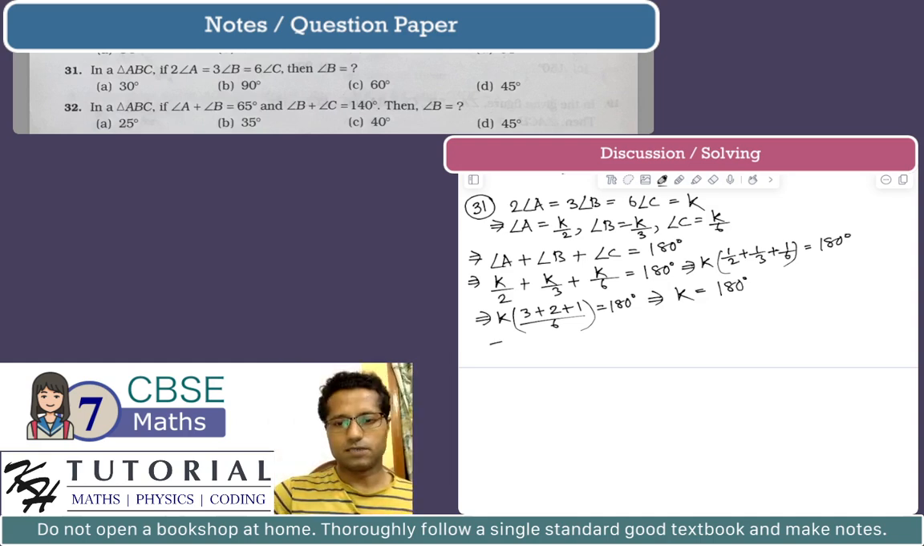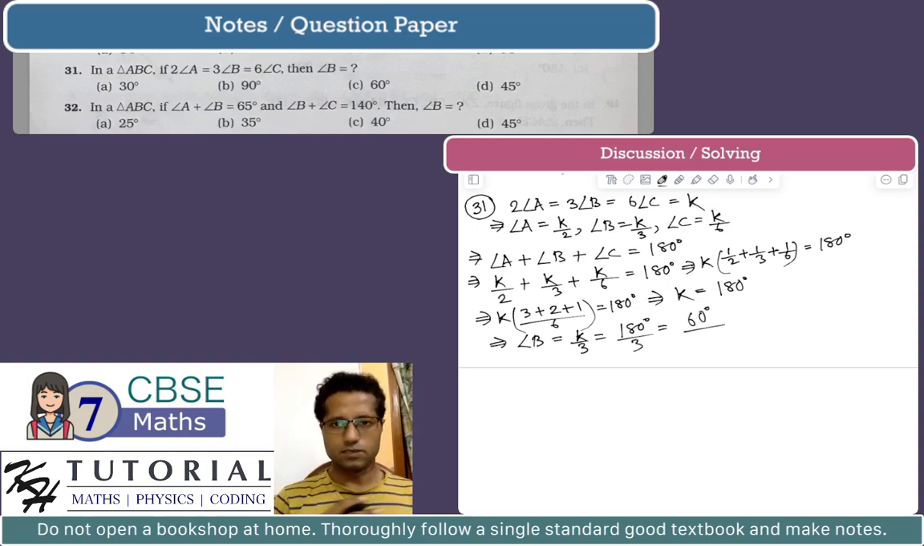Okay, so what do we have to find? We have to find angle B. What is angle B? Angle B is equal to K by 3, which is equal to 180 degrees by 3, which is equal to 60 degrees. 60 degrees is the answer. So the correct choice is C.